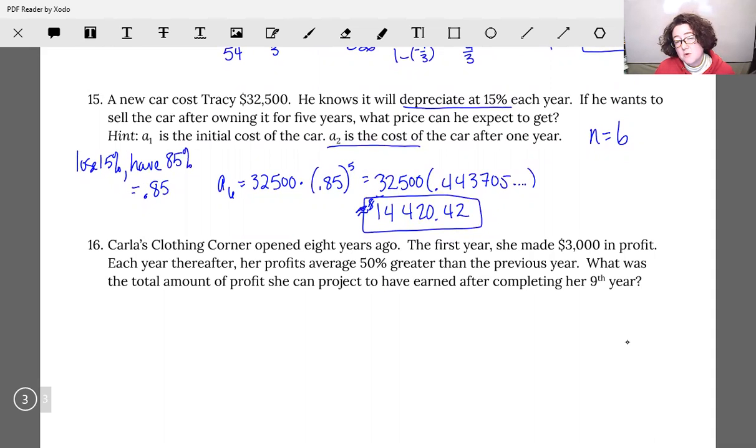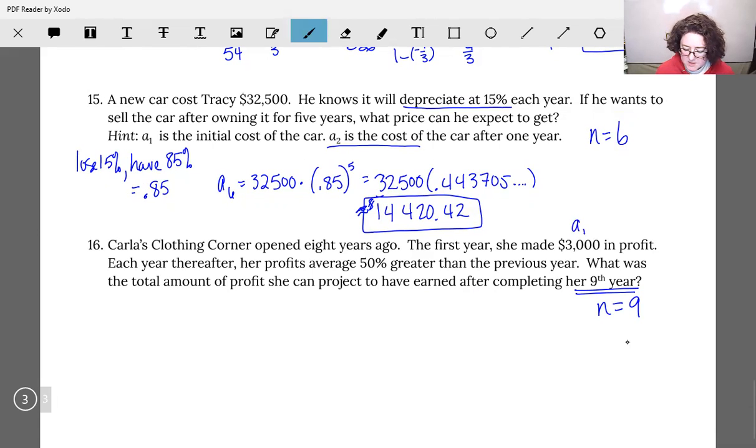So are we looking for what she earns in the 9th year, or the sum of everything including that 9th year? We're looking for the sum on this one. So for the 9th year, we want N equals 9. Okay. First year, $3,000, so that's going to be A sub 1.